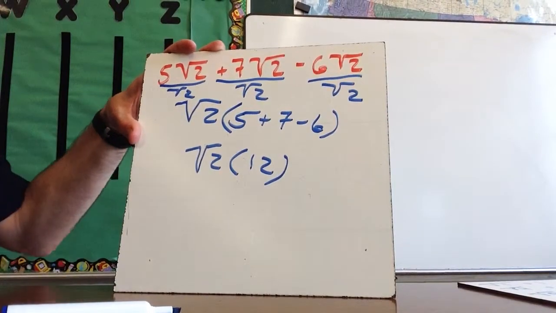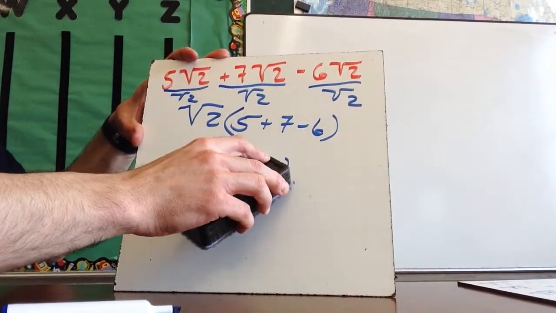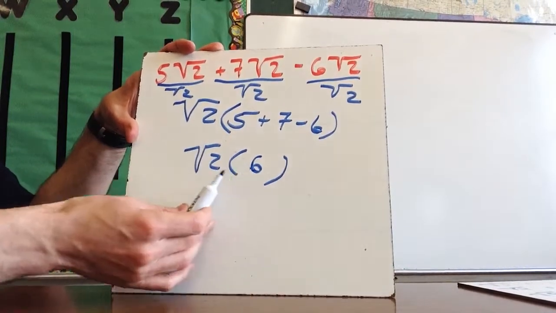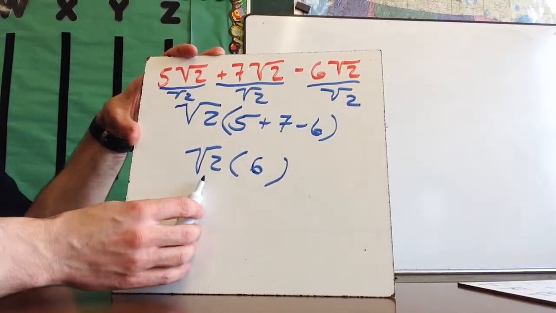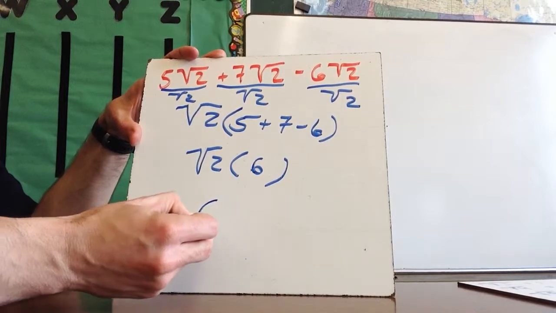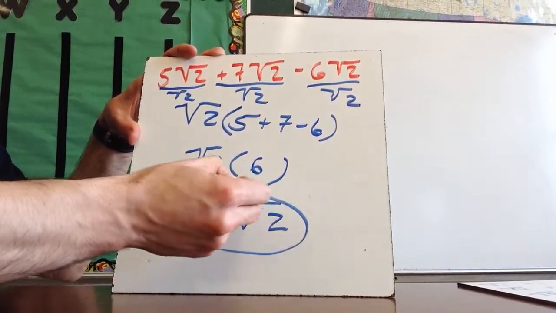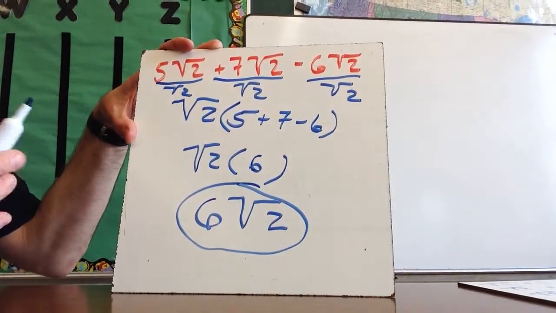I'm sorry, I didn't write 12. It should be a 6. Forgot to subtract the 6. The commutative property tells me I can multiply in any order that I want, and so I'm going to move the 6 into the front, and so this is 6 times the square root of 2. Okay, that's the magic behind it.